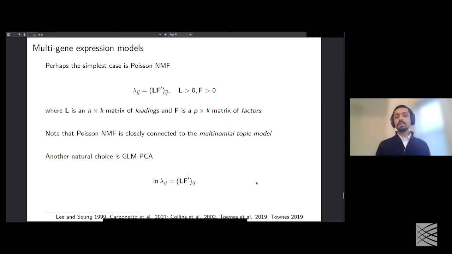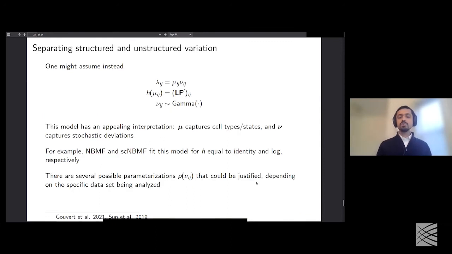The next additional thing that you might want to include in your assumptions about this matrix lambda is that there's some noise in it. So there are departures from these structures. And we wrote down a relatively general scheme for doing this in our paper, where there is a structured component, which we're calling mu ij, or a matrix mu, and an unstructured component, which we're calling nu ij. And the idea is that the structured component has this low rank structure. So the matrix mu ij, or the matrix some link function h of mu ij, is LF transpose, and the noise follows some distribution.